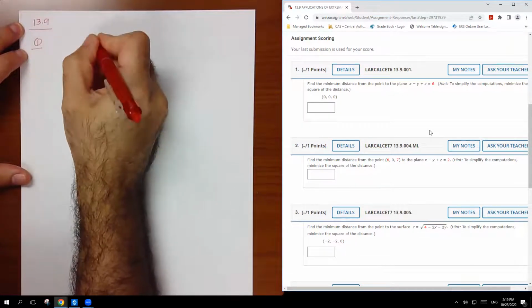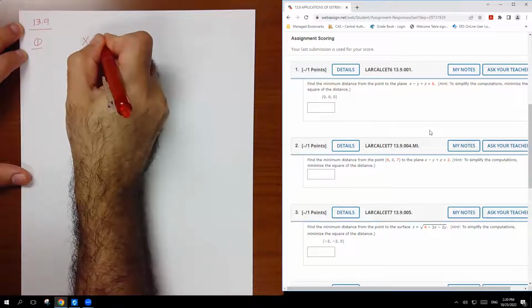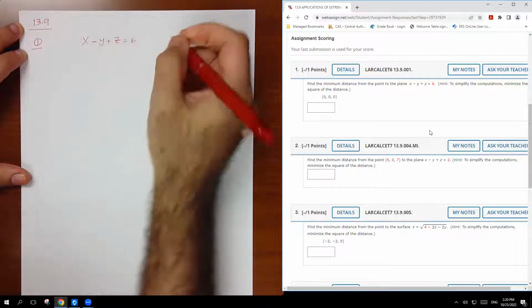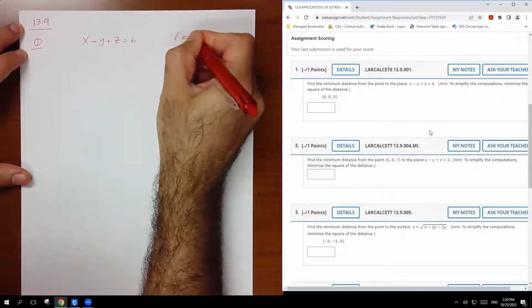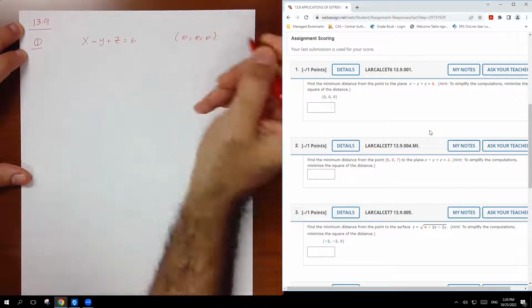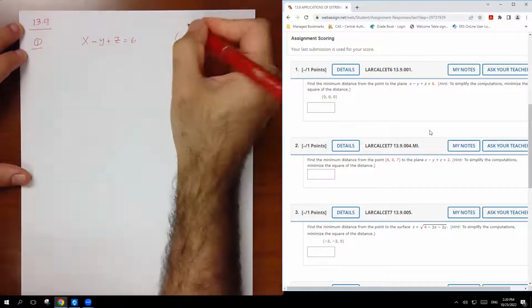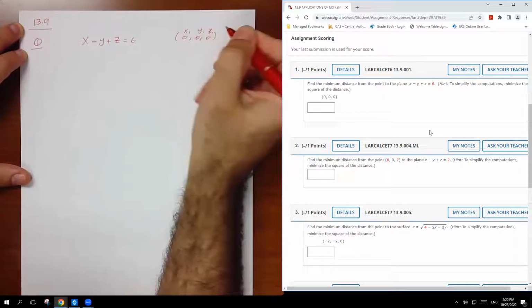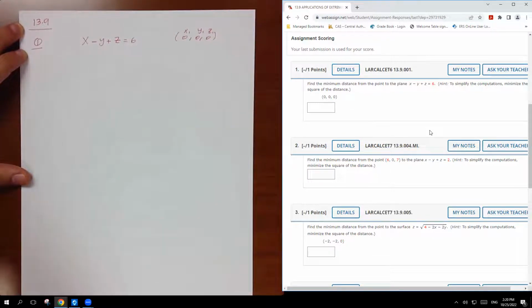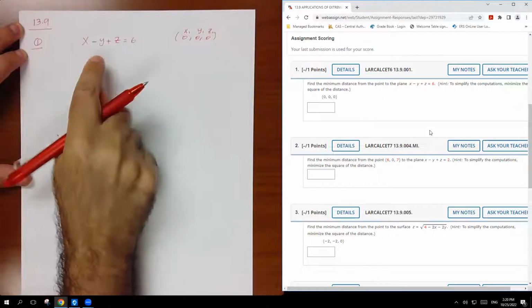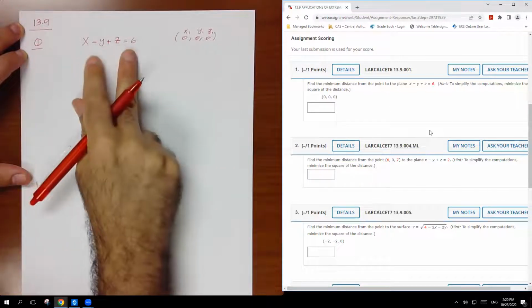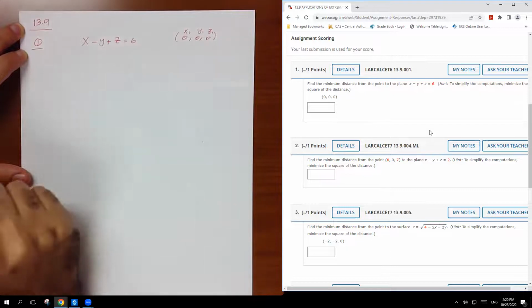So the first one is we have the plane x minus y plus z equals 6, and the point is (0, 0, 0). First of all, this is x1, y1, and z1, and we need to find the distance. So I'm going to find the critical point from this one, and I'm going to use the critical point to find the distance between this plane and this point.